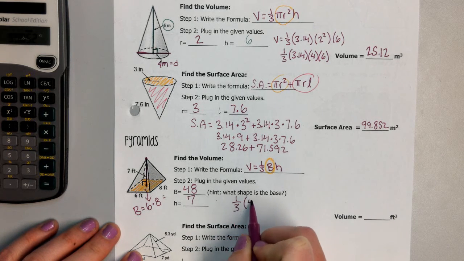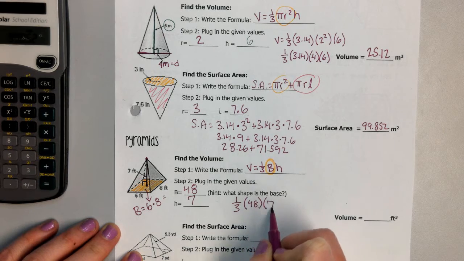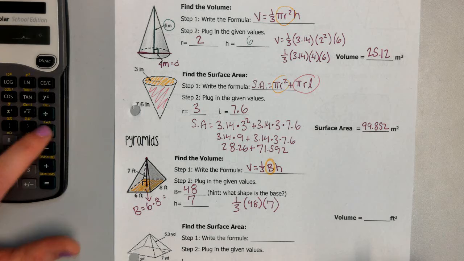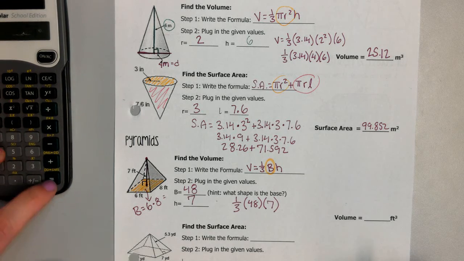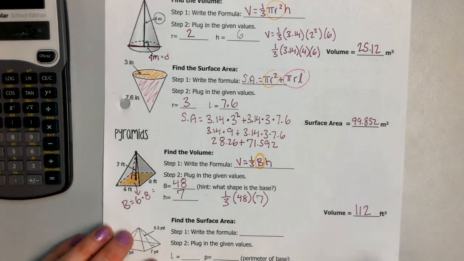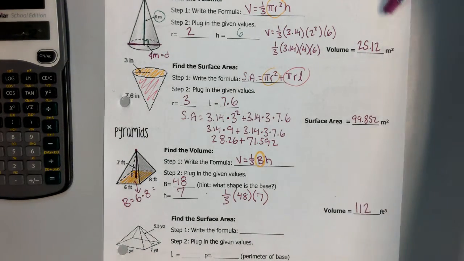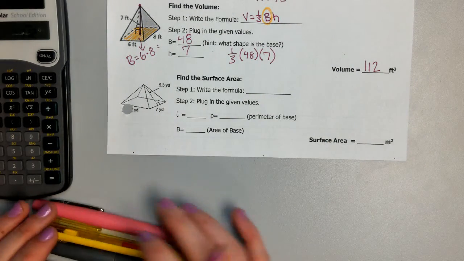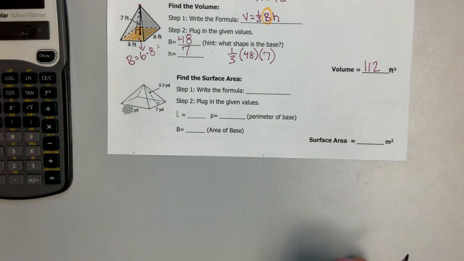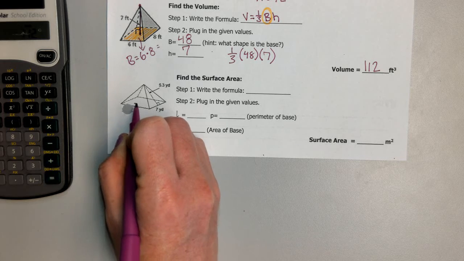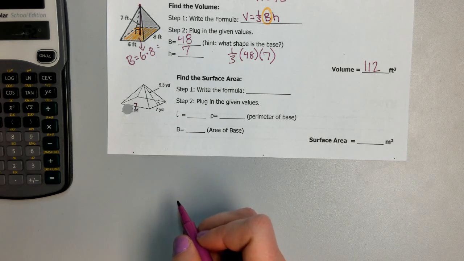1/3 times the area of the base times the height. 1 divided by 3 times 48 times 7. All right, and again, this got hole punched out, but this was a square pyramid, so this is 7 by 7, if you want to fill that in.